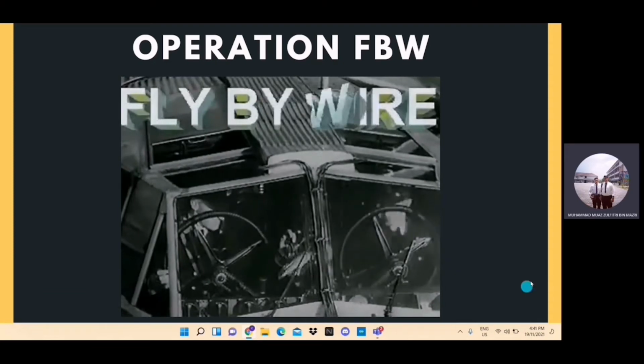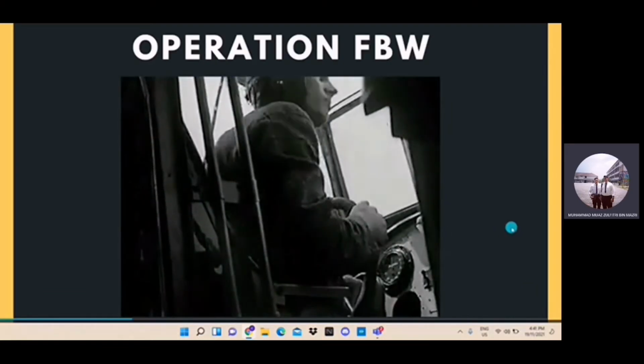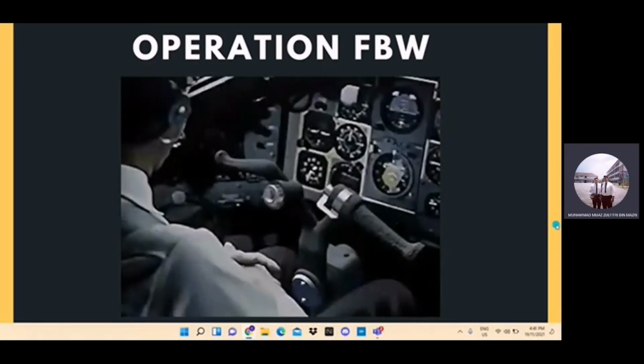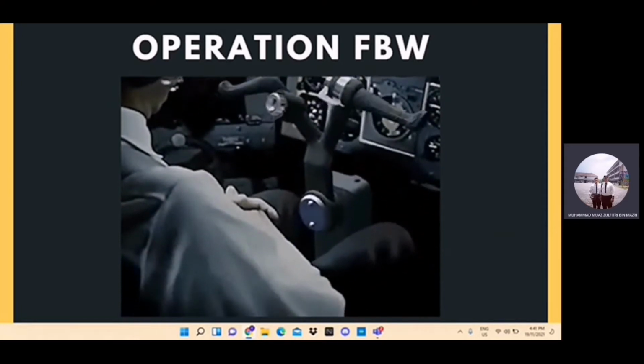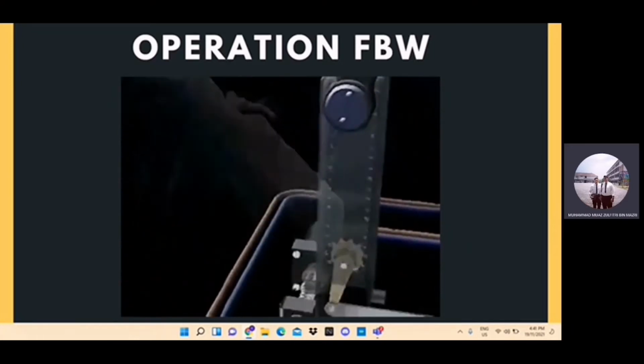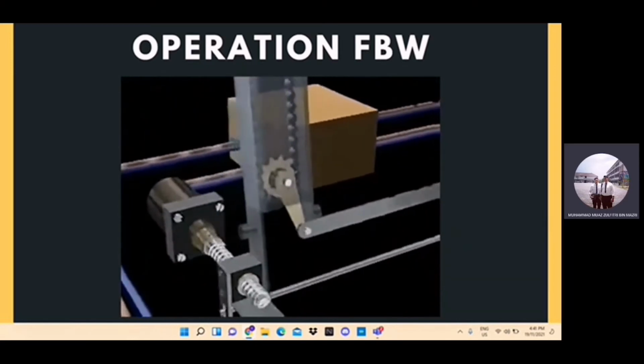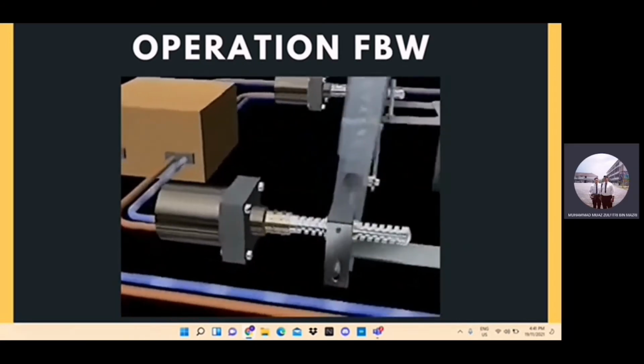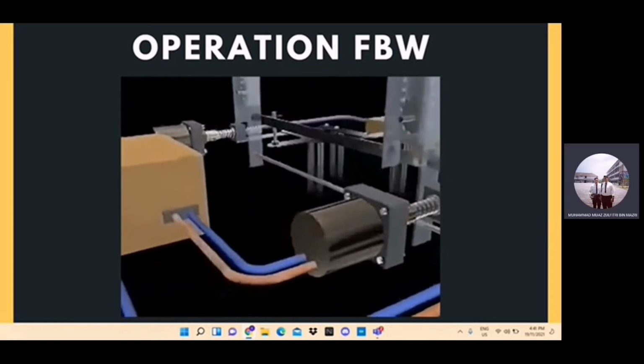Operation of fly-by-wire. Now the way became clear to reassess the mechanical linkages, transferring the control commands to electrically actuated hydraulic motors that work the flying surfaces.